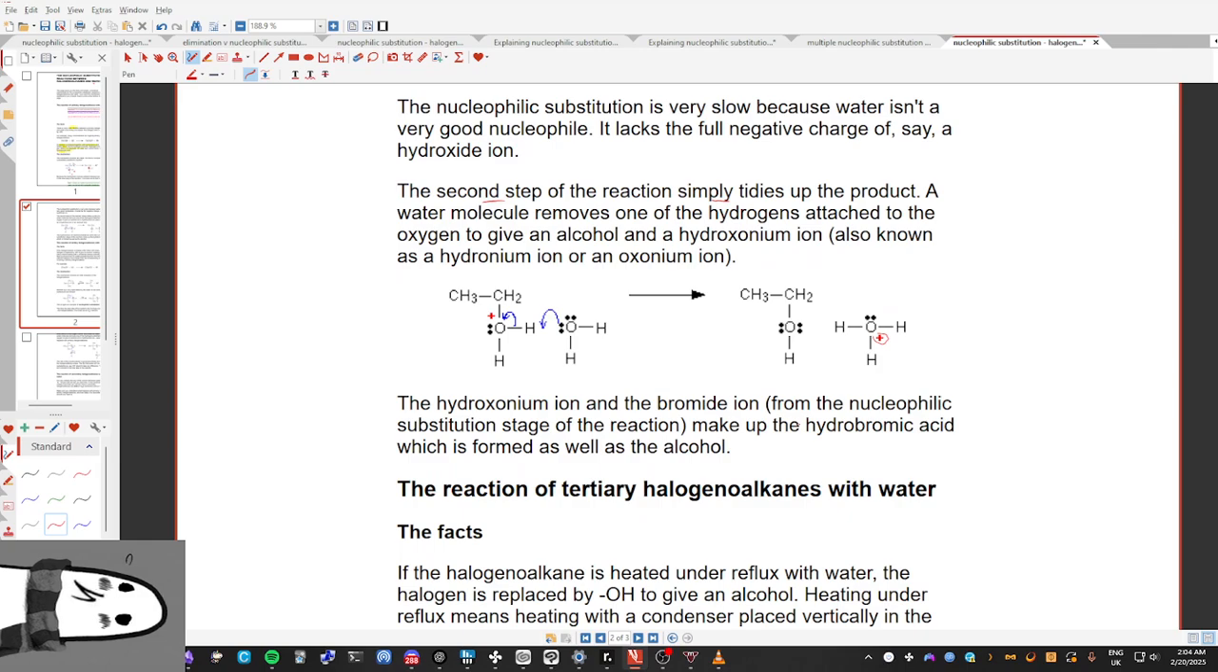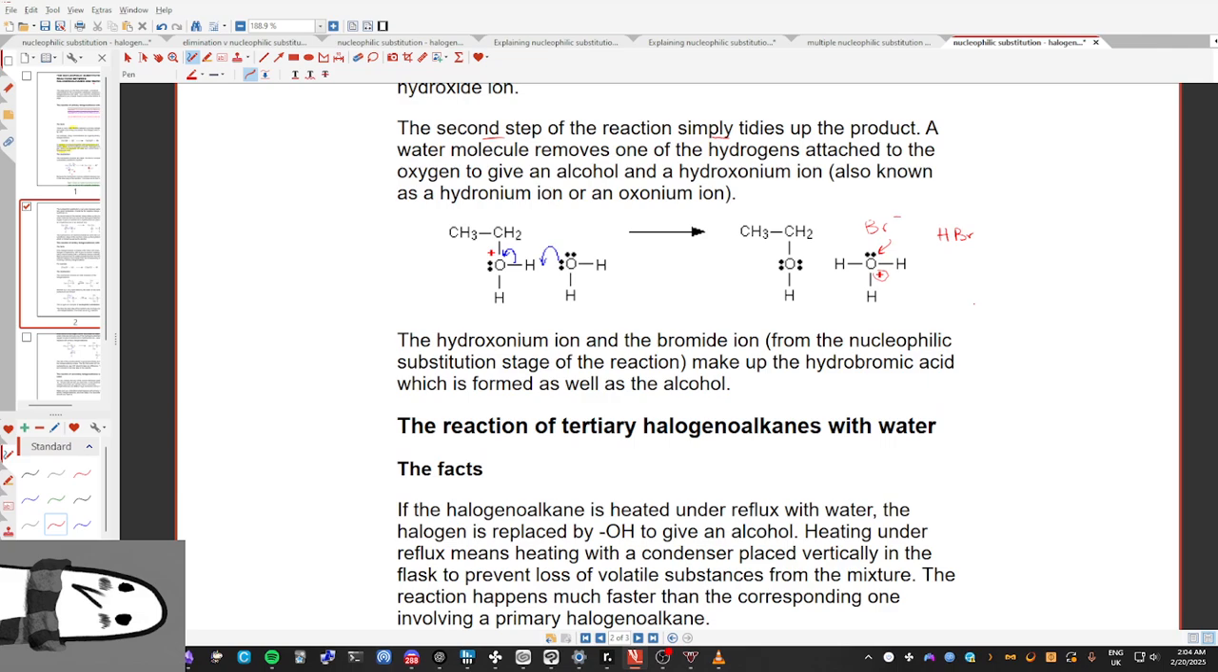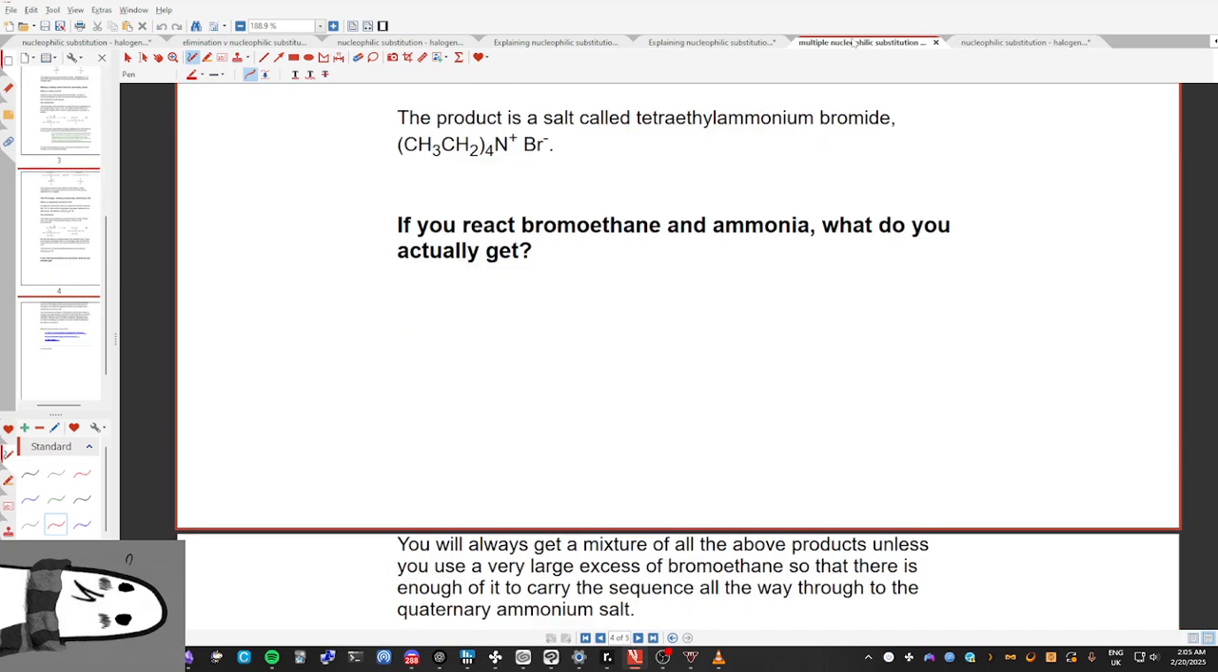Now, the hydroxonium ion and the bromide ion from the nucleophilic substitution stage of the reaction make up the hydrobromic acid. So this will form with the Br minus to give the hydrobromic acid, which is HBr. So this is literally it.